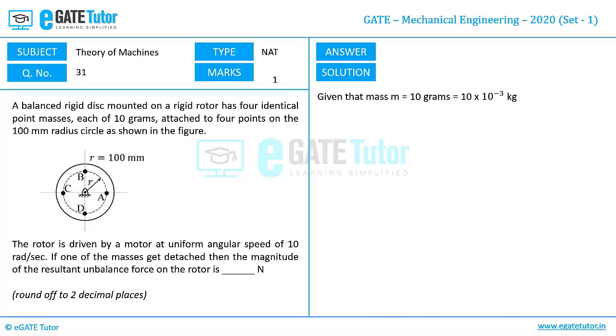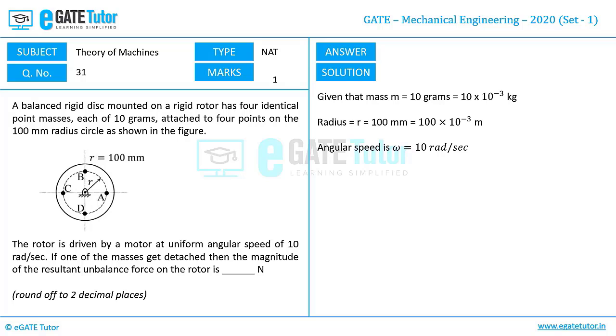It is given that mass is 10 grams. Let us convert that into kg by multiplying by 10 power minus 3. Also, it is given that the radius of the disk is 100 mm. We need to multiply by 10 power minus 3 to convert that into meters. It is also given that the angular speed is 10 radians per second.